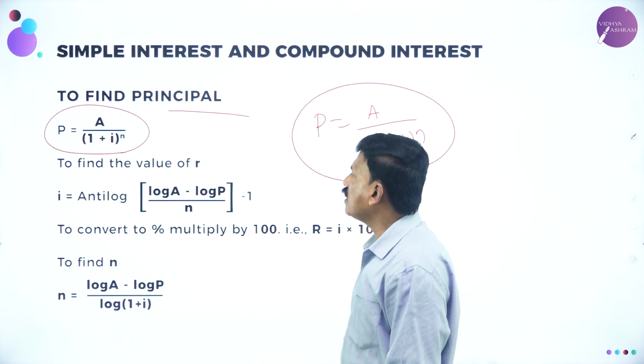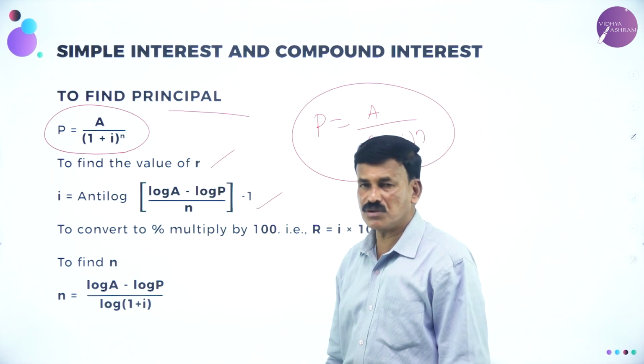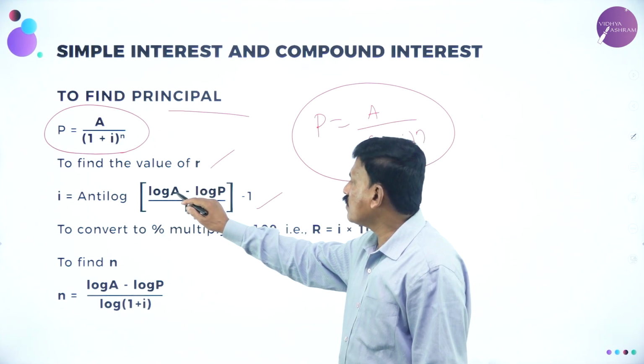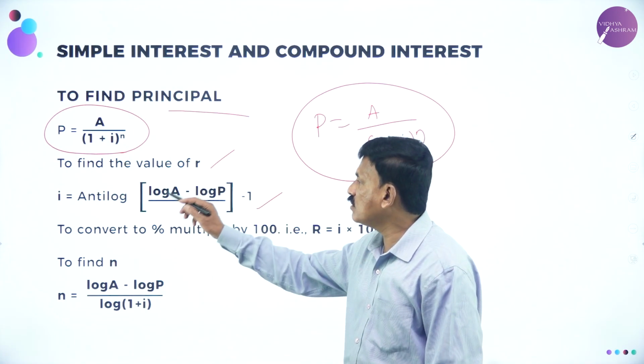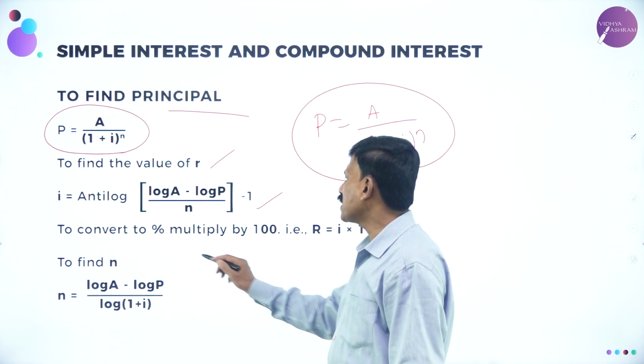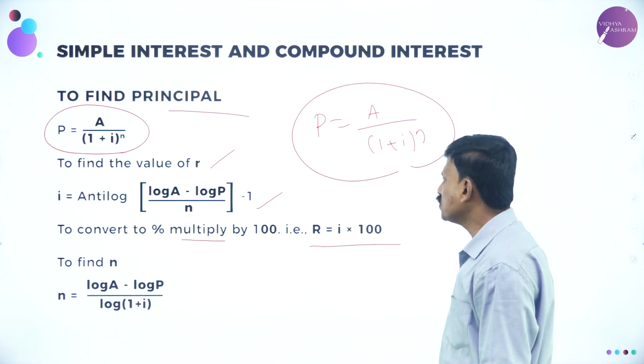Now, to find the value of R, we are going to use the formula I is equal to antilog of ((log A minus log P) divided by N) minus 1, which will give the value of I. Now, to convert to percentage, multiply by 100, that is R is equal to I into 100.